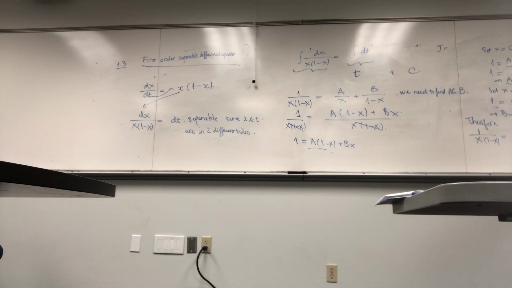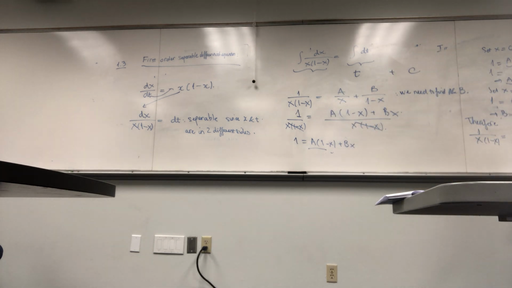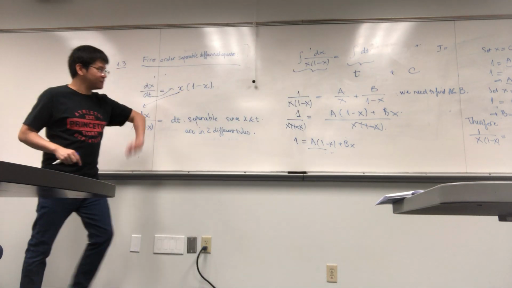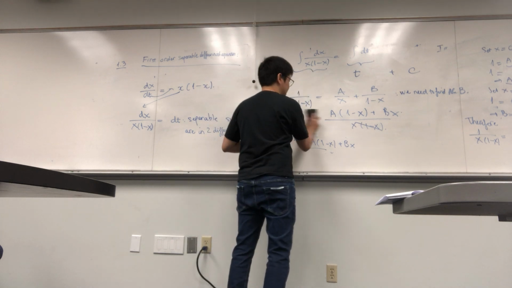I have A times 1, 1, B times 1. So this is 0, this is B. So I have B is 1. So finally, the A that I want to find is 1 and the B is also 1. Right? So which means that 1 over x(1 minus x) is 1 over x plus 1 over (1 minus x). It's clear? Now I'm going to use this formula. Now I'm going to erase everything and I'm going to put it back here.